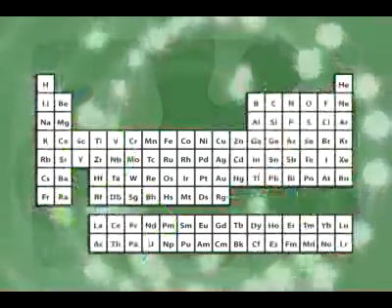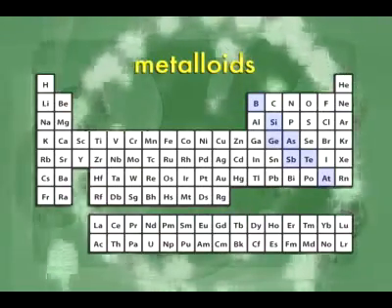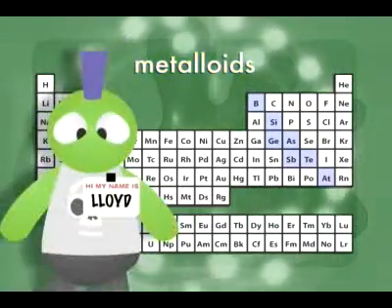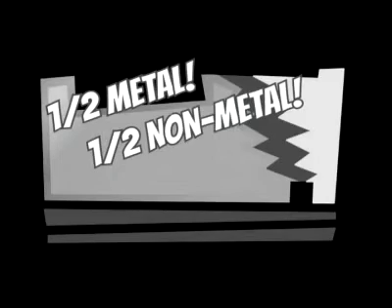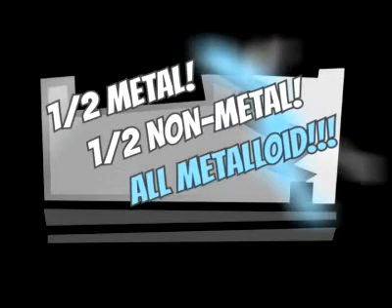Where the metals and non-metals meet, there's a stair-step line of elements called metalloids. They have properties of both metals and non-metals. Half metal, half non-metal, all metalloid!